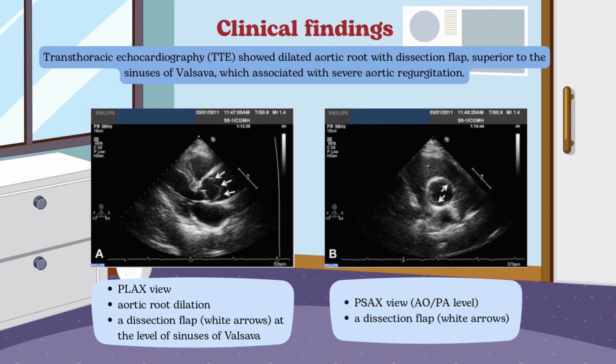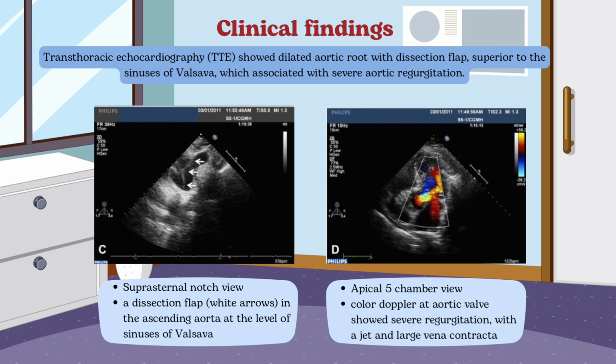Then in image B, it is the parasternal short-axis view at the aortic valve level, and it also showed a dissection flap, which is the white arrows. Then in image C, for the suprasternal notch view, we can see a dissection flap in the ascending aorta at the level of the sinuses of Valsalva, shown by the white arrows. And lastly, in image D, it is the apical 5-chamber view. We put the color Doppler at the aortic valve, and it showed severe regurgitation with a jet and a large vena contracta.